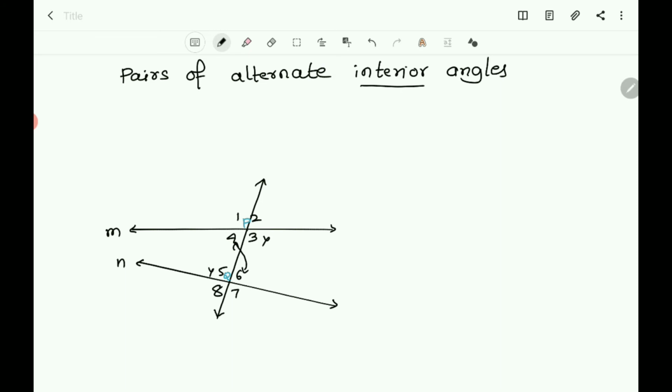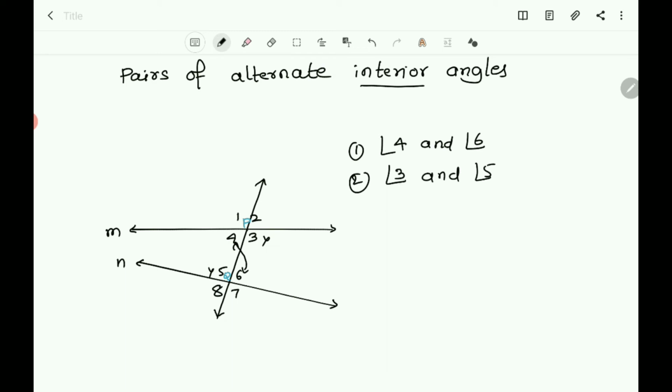Similarly angle 3 and angle 5 is another pair of alternate interior angles. So here how many pairs of alternate interior angles? Two pairs. One pair is angle 4 and angle 6, and the second pair is angle 3 and angle 5.